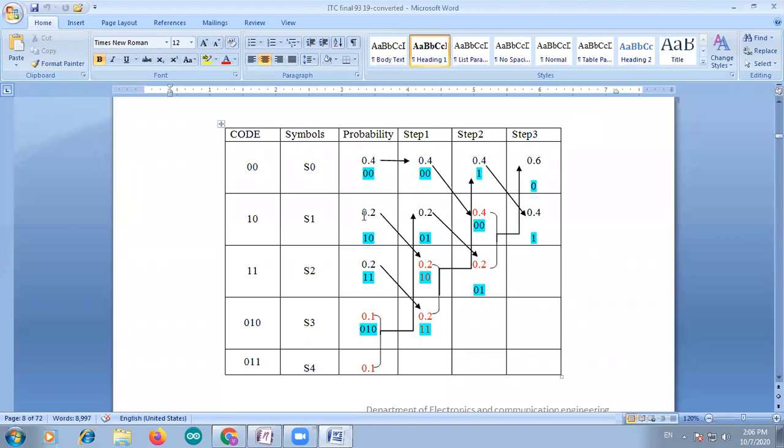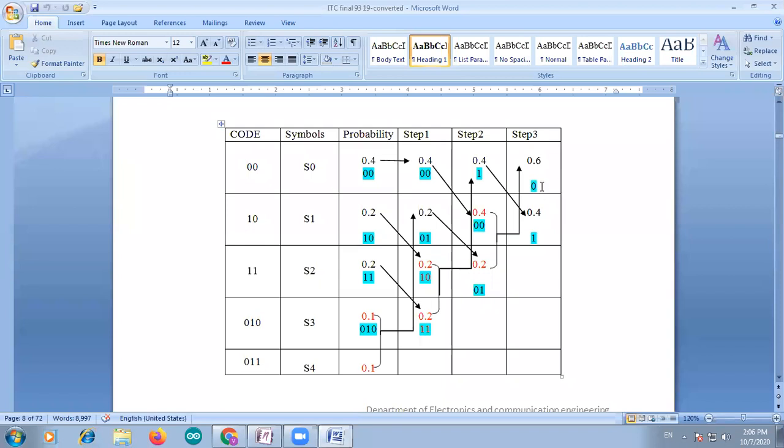If there are a number of probabilities, all the probabilities are arranged in descending order, and you merge the last two probabilities and place the resultant in the next step. Whenever the probability is the same, it is placed in the higher position in the next step. Likewise, the procedure continues until two probabilities remain.